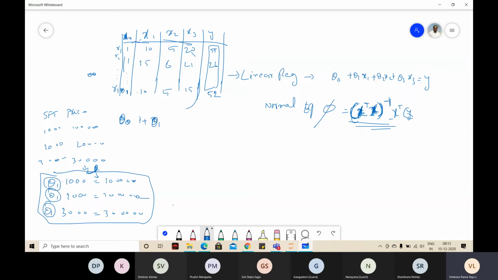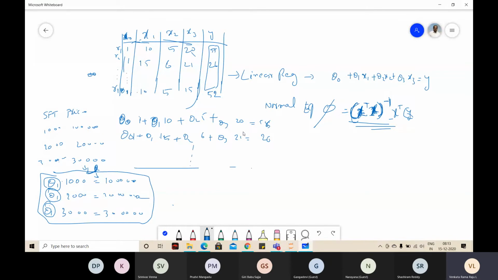Okay, like that. If you have more columns, what I'll do is form equations like this: theta 1 into 10 plus theta 2 into 5 plus theta 3 into 20 is equal to 55. Theta 0 into 1 plus theta 1 into 15 plus theta 2 into 6 plus theta 3 into 21 is equal to 26. Like that, I will form the equations and solve them.